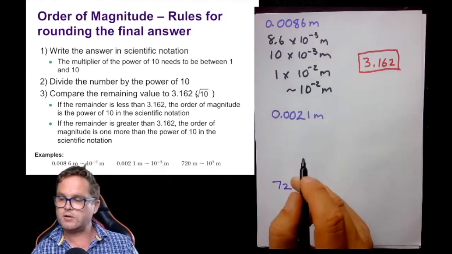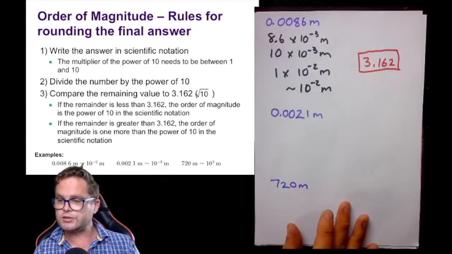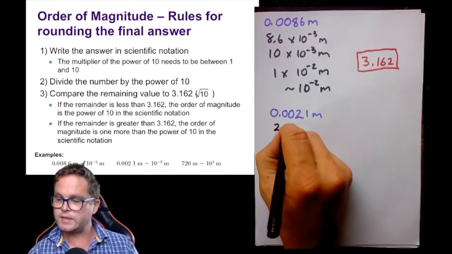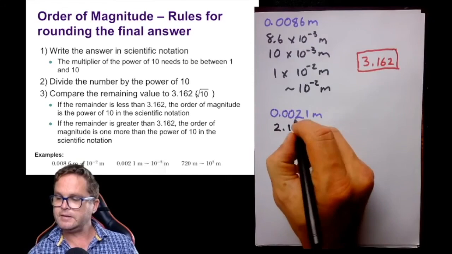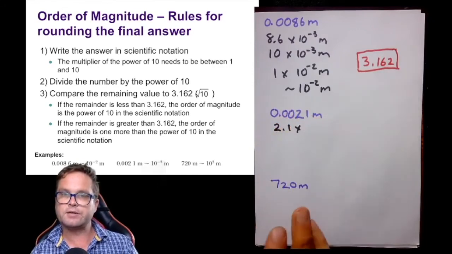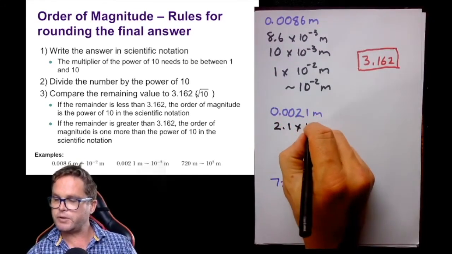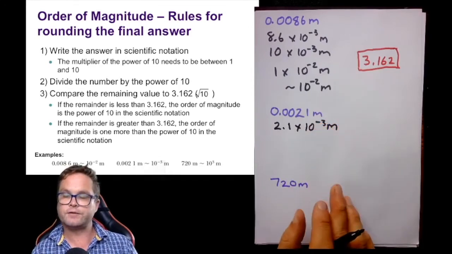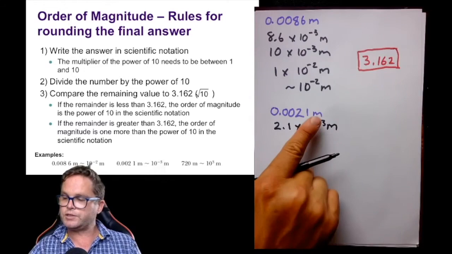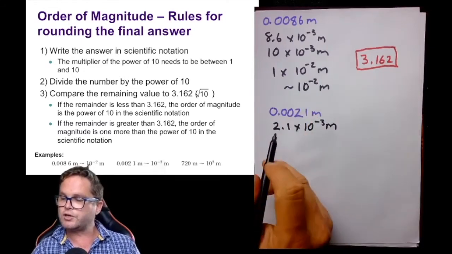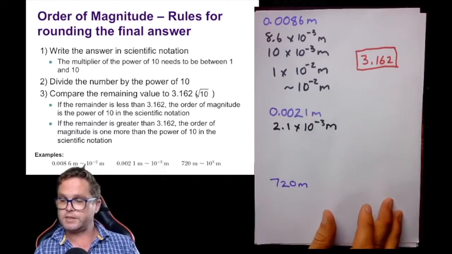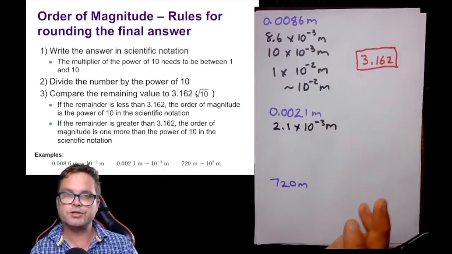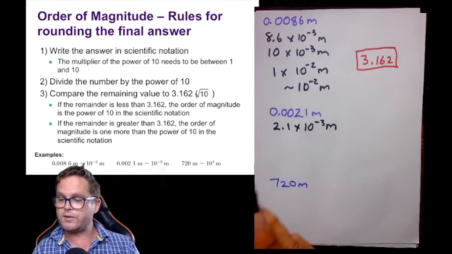Here we have the second example. Well, the first step I should do is write it in scientific notation. So writing this in scientific notation, this would be 2.1 times 10. Again, I need to move this decimal place 3 places. So again, it's 2.1 times 10 to the minus 3 meters. That's the first step. The second step says we should ignore this power and just look at the number in front. So here the number is 2.1. We should compare 2.1 to 3.162. Here we see it's less than 3.162.